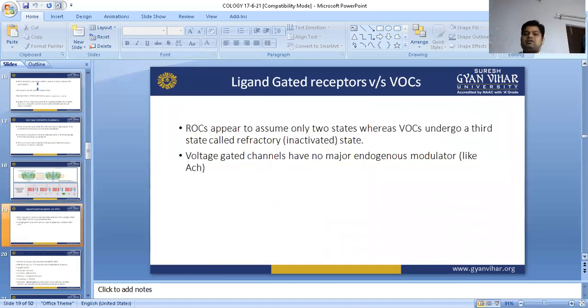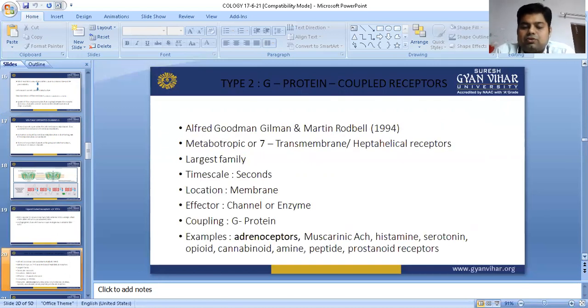So, ligand gated receptors versus voltage operated channels. Here the voltage operated channel undergoes a state called refractory or inactivated state. The voltage gated channel has no major endogenous molecule like acetylcholine. So this topic, voltage gated and ligand gated ion channels, has been completed.